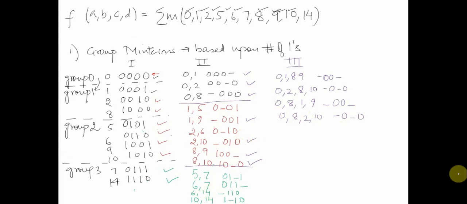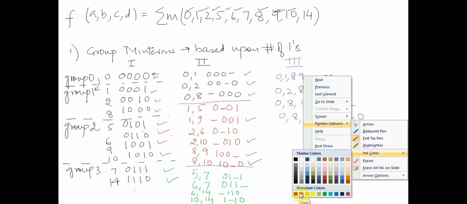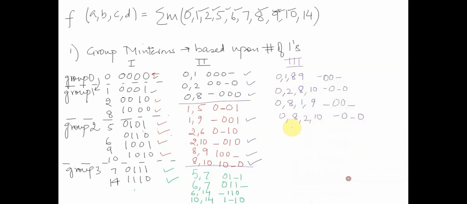Since we are moving on to the next group, let's change the ink color. This is one group we had. Now let's compare 1, 5 and 5, 7. Do we have any combinations? No. 1, 5 and 6, 7, no. 1, 5 and 6, 14, no. 1, 5 and 10, 14, no. Similarly, 1, 9 and 5, 7, nothing. 6, 7, nothing. 6, 14, nothing.